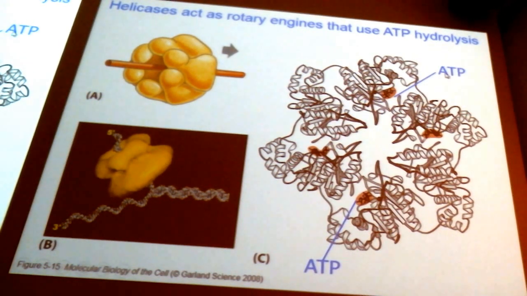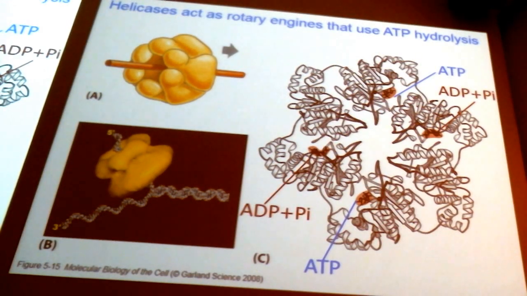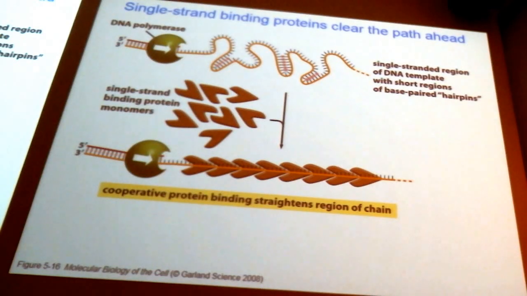You have pairs of subunits that have ATP, and the next pair has ADP and Pi, and the next pair is empty. So what's happening is a pair of subunits bind ATP, hydrolyze, and that hydrolysis shifts them over to the next position, and then release of ADP and Pi shifts them over to the empty position. So it keeps spinning in the plane of the screen. And that's how you have the unzipping reaction happening.